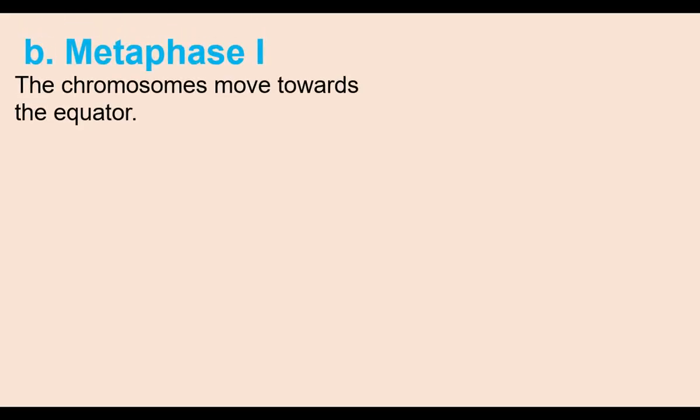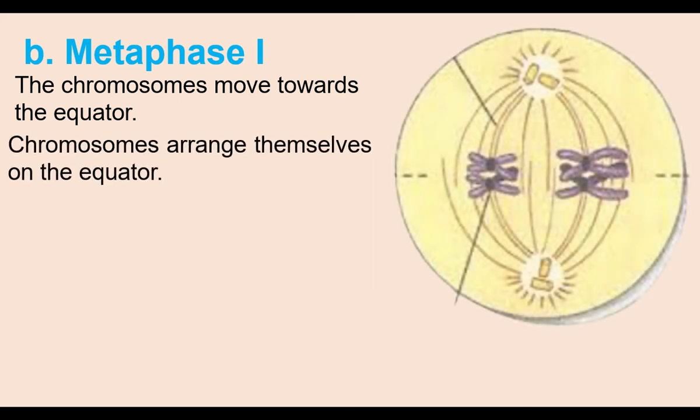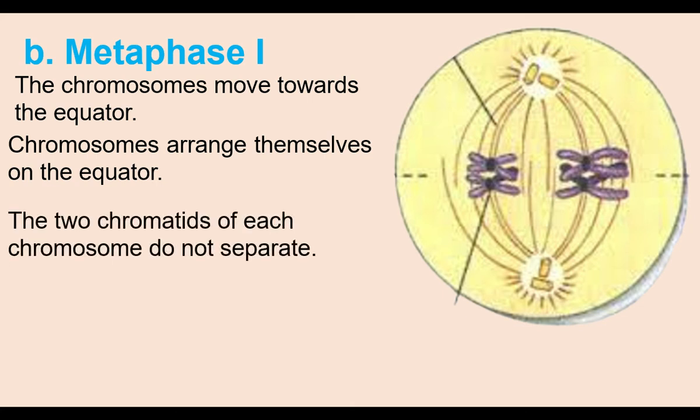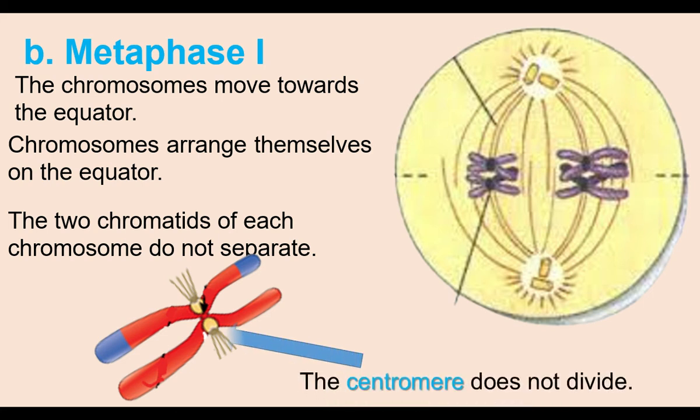The chromosomes move towards the equator, toward the center. This diagram shows the metaphase cell. Here the chromosomes are arranged at the equator. The centromeres are connected with spindle fibers. The two chromatids of each chromosome do not separate. The chromatids are connected by the centromere. The centromere does not divide, so the chromatids do not separate.